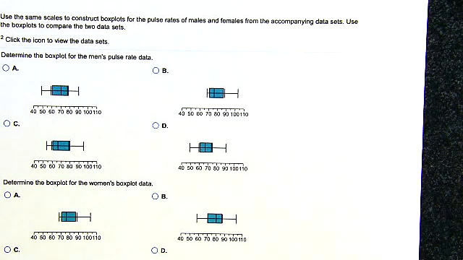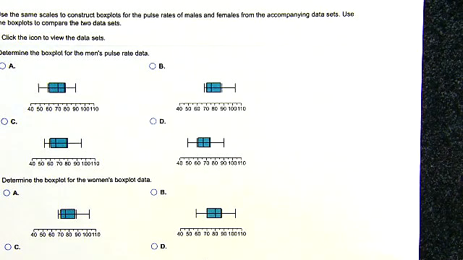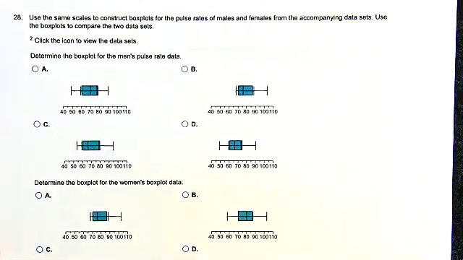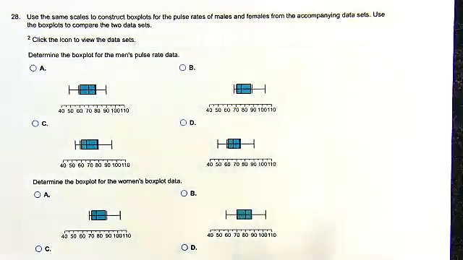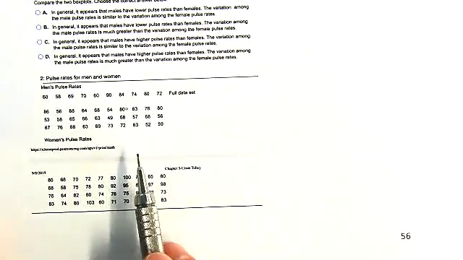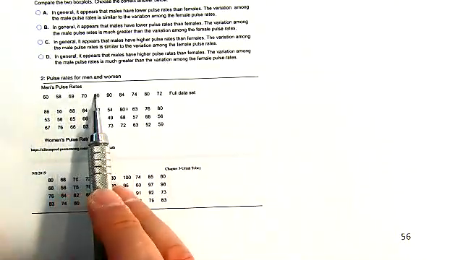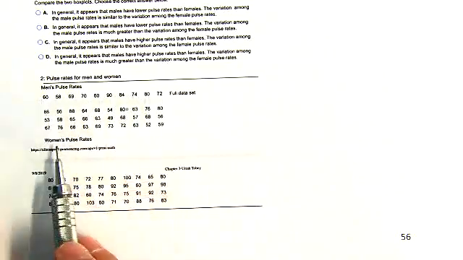So 28, they want us to build 2 box plots, one for the pulse rate of men and one for the pulse rate of women. And we actually already studied this problem last section. And here's the data values they give us. So they give us 2 tables. Each table has 10 by 4, so each one has 40 values.